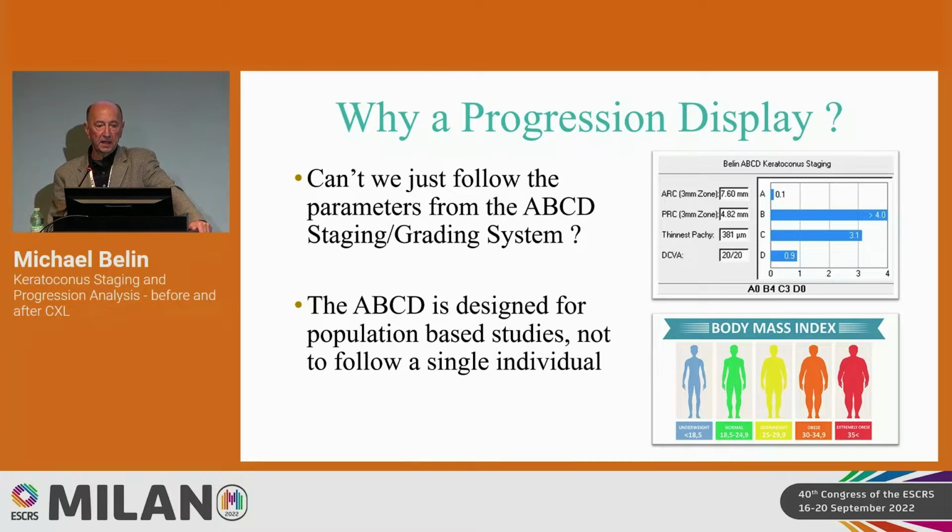Well, any classification is really designed more for population studies, not to follow a specific patient. If you look at the example on the lower right, which is body mass index, let's say you had a BMI of 18.5 and went all the way up to 24.5, a huge increase, you would still be in the green range, no change in the staging. But if you went from 24.9 to 25, you would jump a whole stage. So staging or classifications are really designed, again, for population-based studies, but not to follow an individual patient.